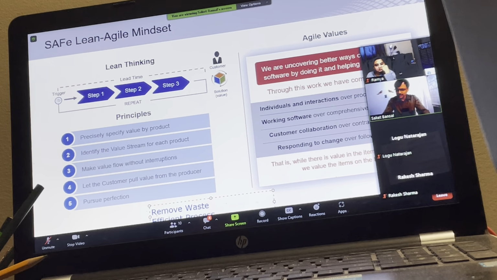So usually lean is understood in this particular way. Now, SAFE is also more or less aligned with this way, but they use their own language to show lean in the product development space. Yeah, so they have their own way of presentation. So let's learn about something called lean thinking. Anyone understand what this image might mean?